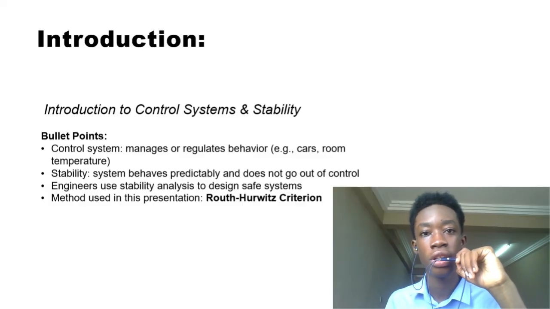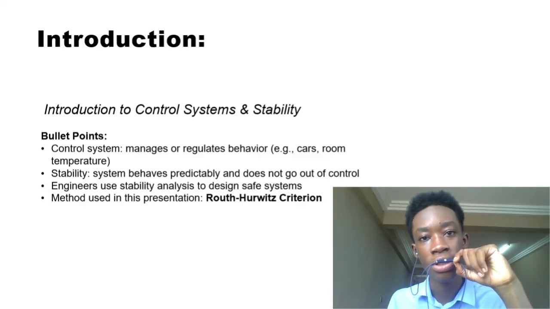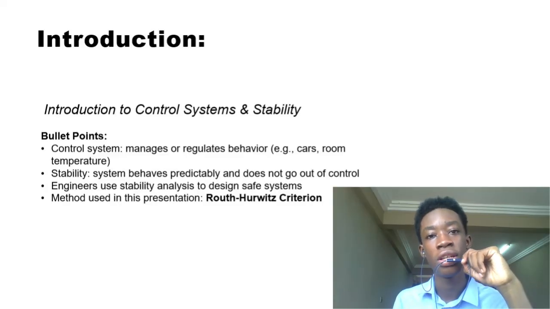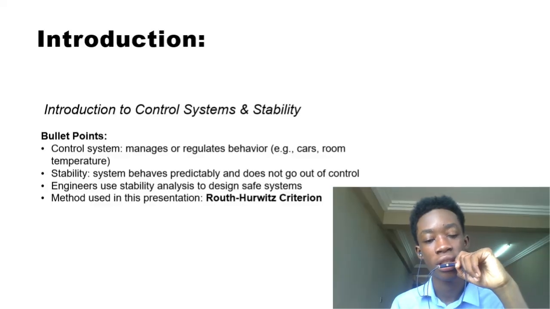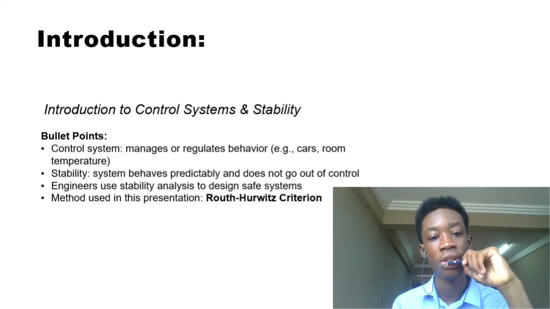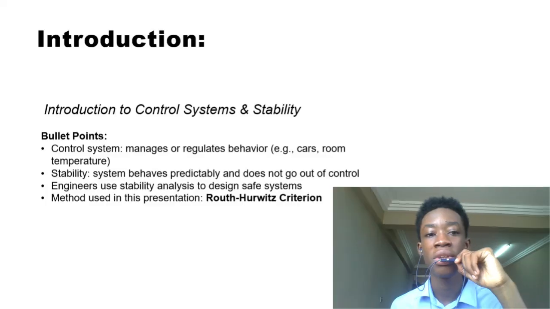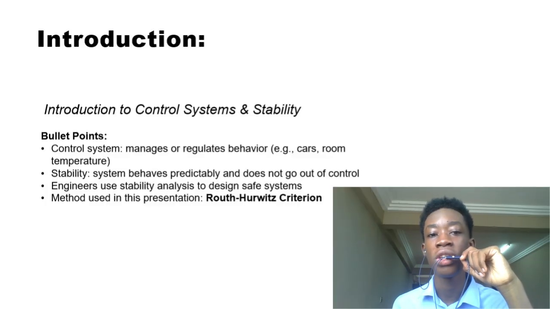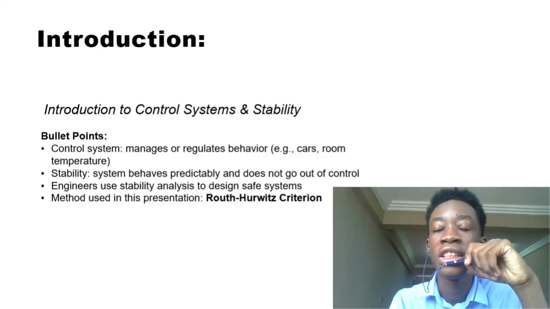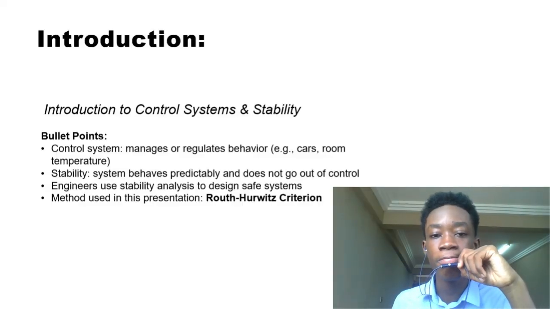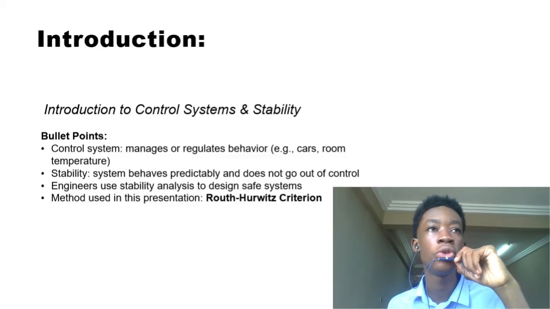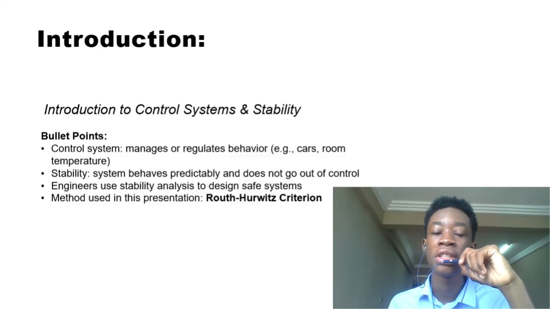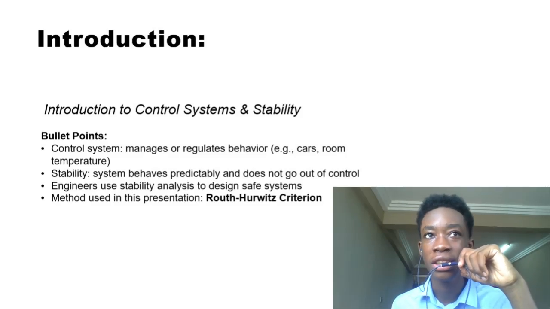Inclusive reporting, and I'll be going through what a control system is, what stability is, and a method we can use to check stability in a control system. So we ask, what is a control system? A control system is a system that manages or regulates the behavior of other systems or devices to achieve the desired output. For example, in a car, the cruise control system helps maintain a constant speed without the driver constantly adjusting the accelerator.